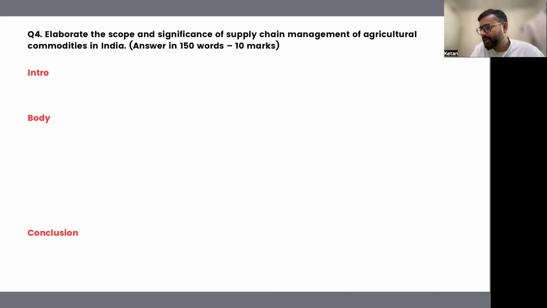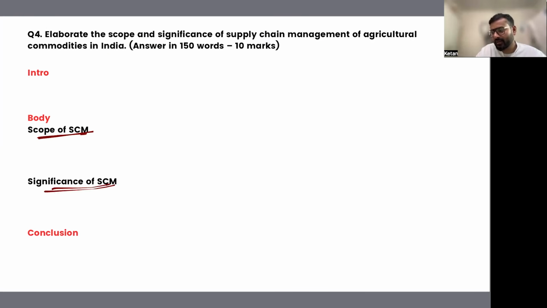Elaborate the scope and significance of supply chain management of agricultural commodities in India. Now, again, this question is directly lifted from your syllabus point and has already been asked in previous years. So again, there is no excuse to not write a good answer here. The question is asking scope and significance of supply chain management of agricultural commodities. So that is the demand of the question. You'll have to write about the scope of supply chain management and the significance of supply chain management.